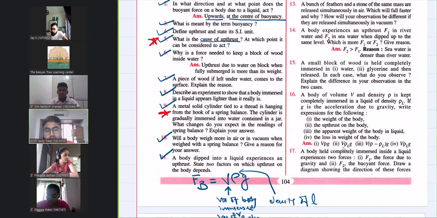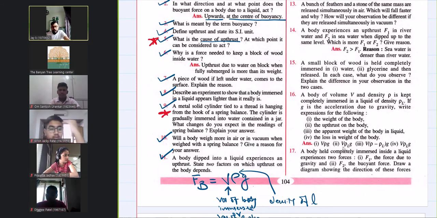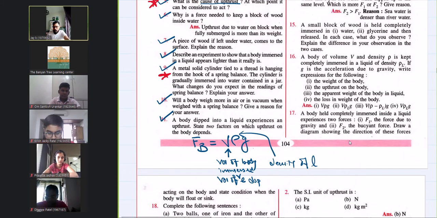Sir, g is gravitational force. Yes, acceleration due to gravity, not gravitational force. And that remains the same in a particular place, so it does not matter. That is not a quantity we should be worried about, because it does not change easily. It changes from place to place on Earth, but at a certain place it remains constant. So the two factors on which upthrust depends are V, the volume of body immersed or volume of liquid displaced, and rho, which is the density of the liquid. Dhani, will you remember this?